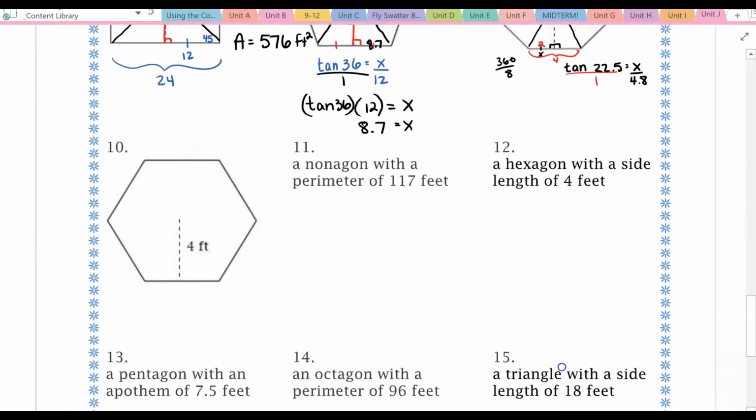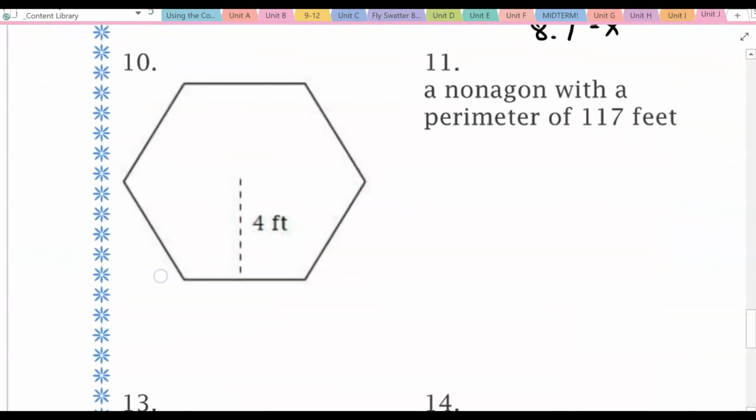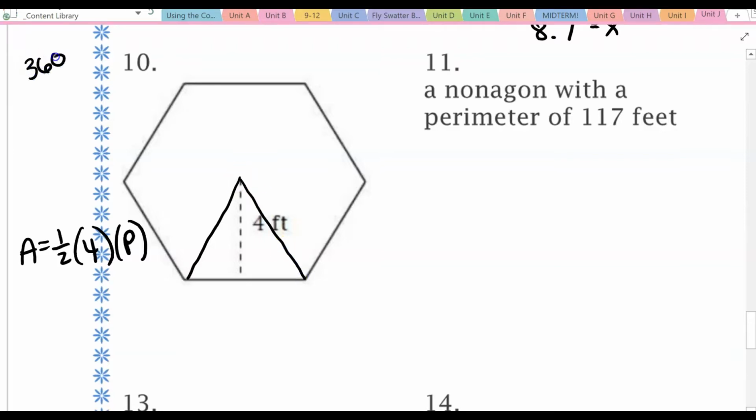Okay, I'll do one more on this video. Number 10, it's just like the last few. We know the apothem. We need to find the perimeter. So we draw in our central angle. This time, the central angle is 1 of 6. So 360 divided evenly by all 6 tells me this whole thing is 60, making each one of these angles worth 30.